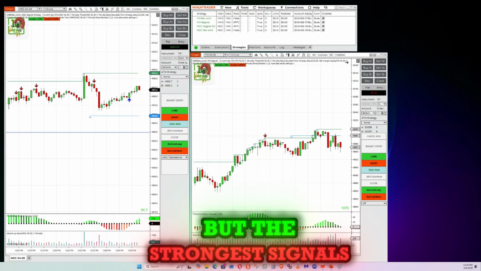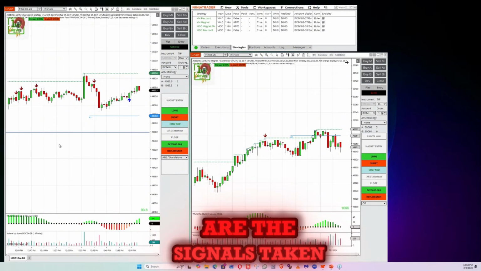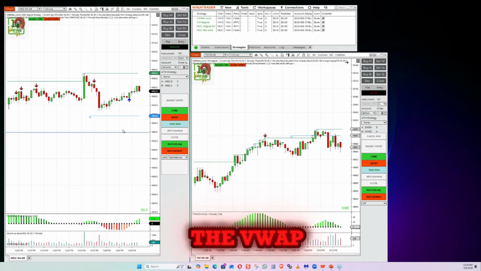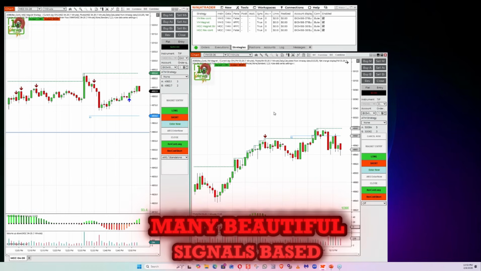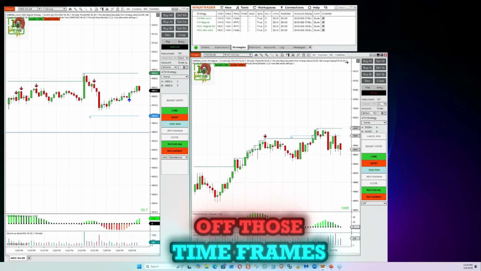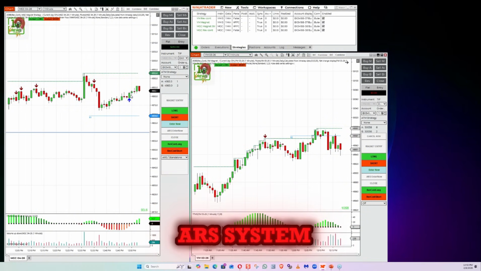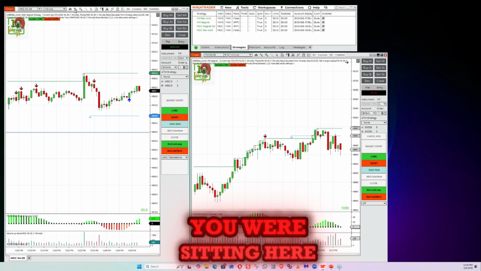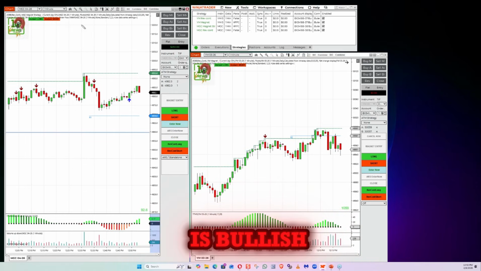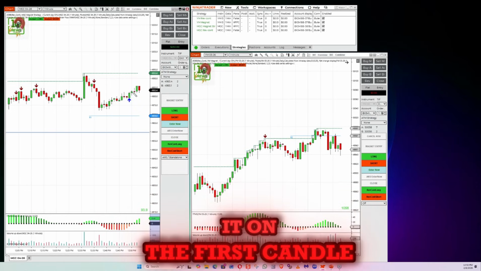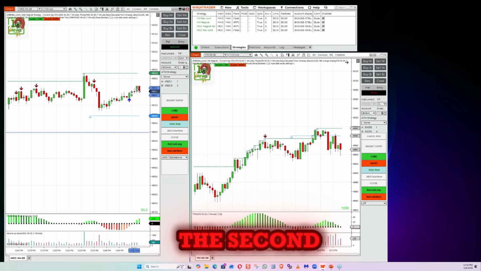But the strongest signals are the signals taken off of highs of days, lows of days, and off the VWAP. And we get many, many beautiful signals based off those time frames. Look at another signal we just got. We're in a bullish day on gold. We got a signal to go long, all right, from the ARS system. If you decided while you were sitting here that you think gold is bullish and you wanted to try that signal, remember, we're not taking it on the first candle, we're taking it on the second.